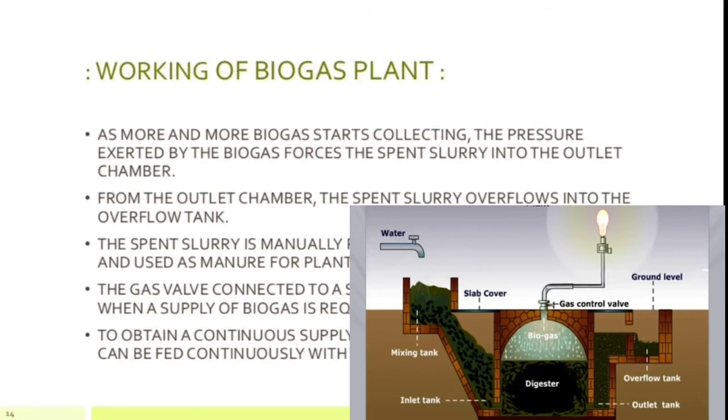As a result of anaerobic fermentation, biogas is formed which starts collecting in the dome of the digester. As more and more biogas collects, the pressure exerted by the biogas forces the spent slurry into the outlet chamber. From the outlet chamber, the spent slurry overflows into the overflow tank. The spent slurry is manually removed from the overflow tank and used as manure for plants. The gas valve connected to a system of pipelines is opened when a supply of biogas is required. To obtain a continuous supply of biogas, a functioning plant can be fed continuously with the prepared slurry.